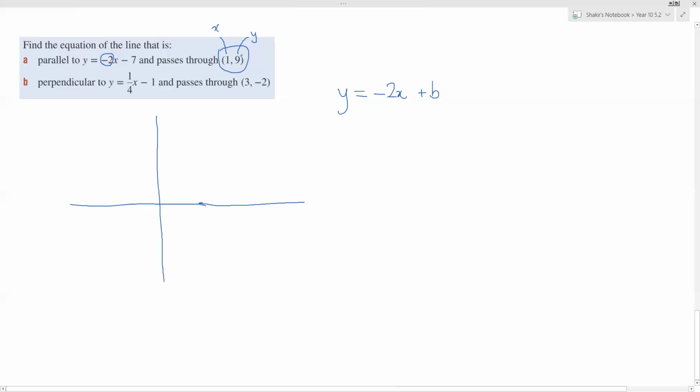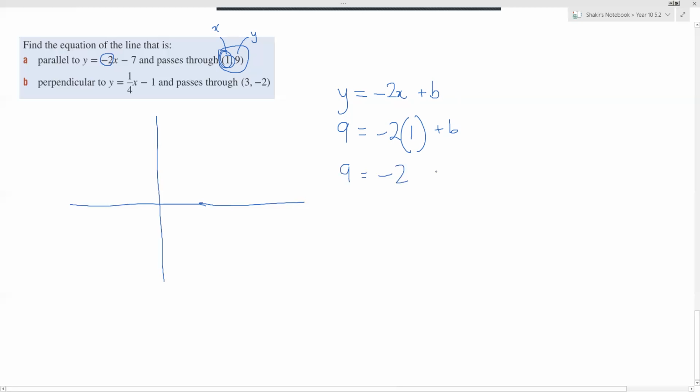And so I'm going to sub in y equals 9. I'm going to write 9 there in place of y, equals negative 2, and in place of x, I'm going to write 1, plus b. And then now I can just solve this equation to find what the value of b is. I expand the brackets. Negative 2 times 1 is negative 2. So nothing's changed. I've simply expanded the bracket.